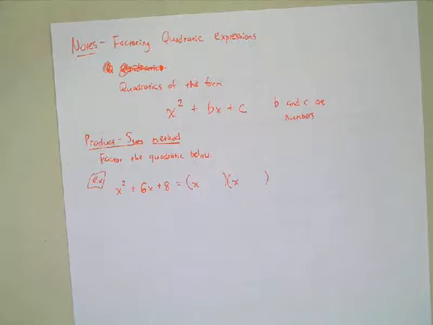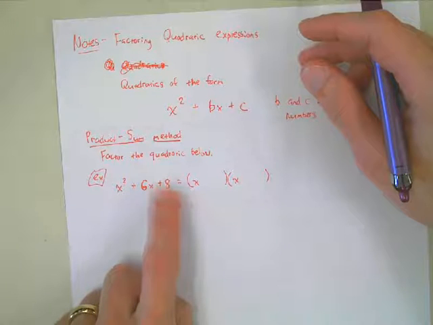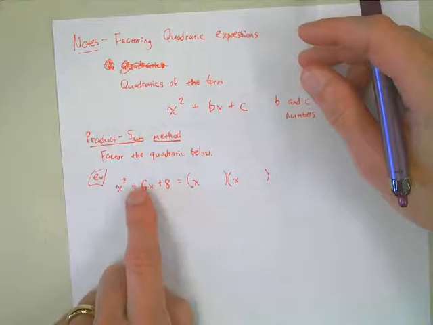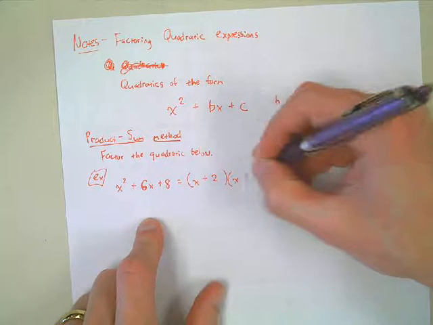Okay. Yes, it's 2 and 4. Alex figured it out right there, okay? And that's exactly what we're going to do here. So 2 and 4 multiply to make 8, and they add to make 6. So we're going to put plus 2 and plus 4.